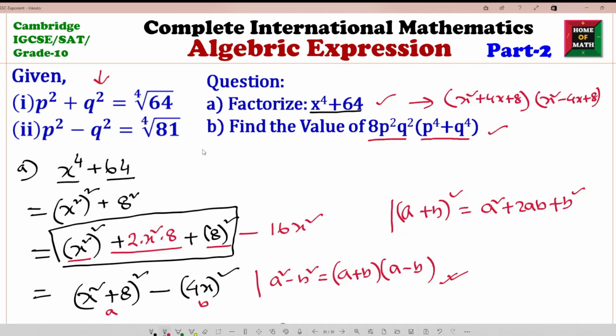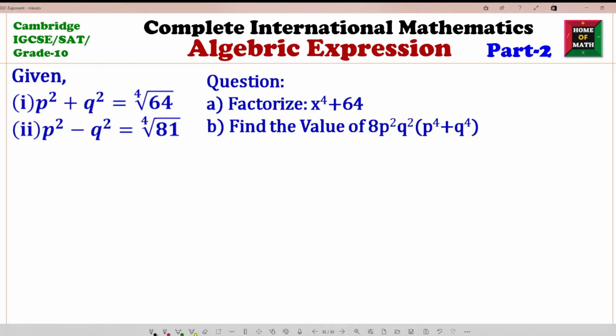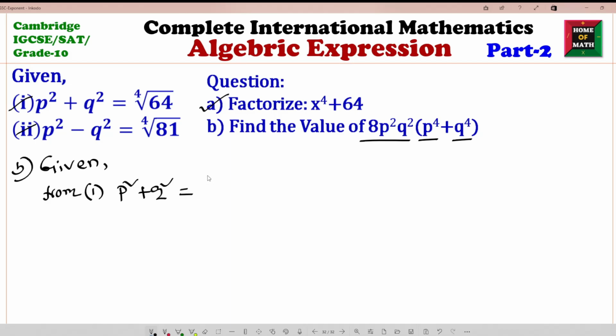Now start number B. Number A is done. Number B: find the value of 8p square q square times p to the power 4 plus q to the power 4. And we can get help from given 1 and 2. So number B, given from number 1: p square plus q square equals 4th root of 64.